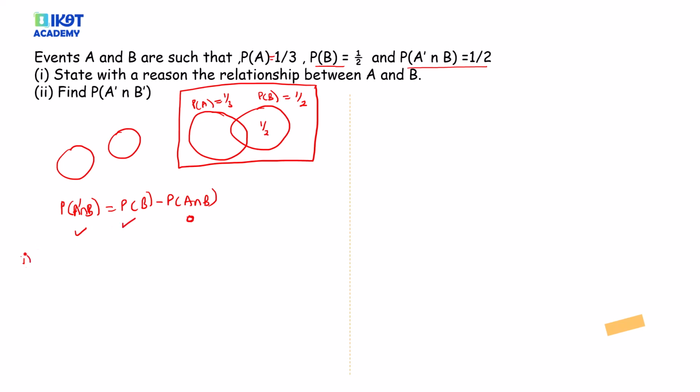So the relationship you would state: events A and B are mutually exclusive events. Then you state that these and these are equal. The probability of A complement intersection and the probability of this are equal. Now the question wants you to find the probability of A complement intersection B.